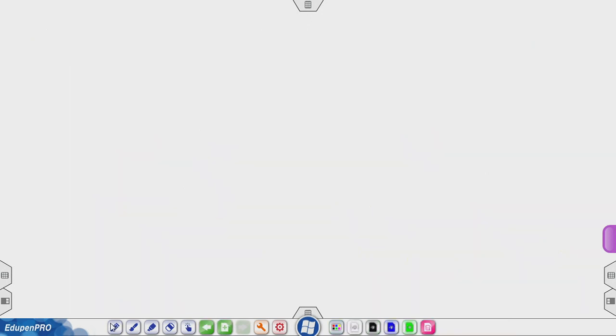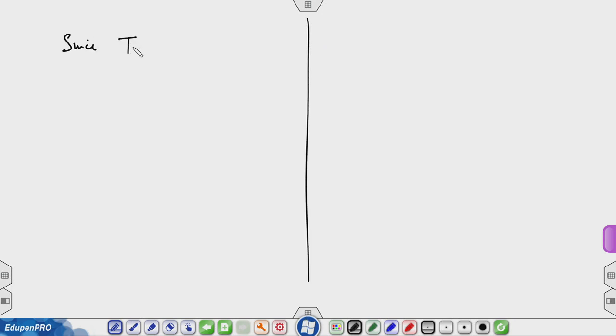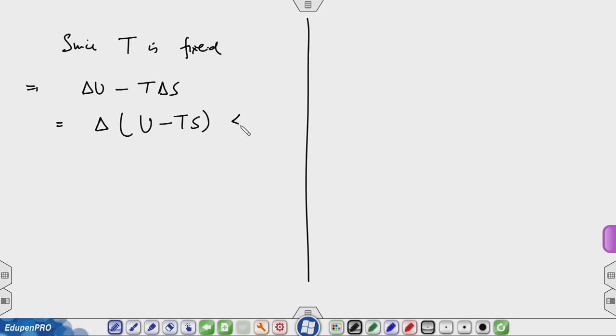So, now since T is fixed, this gives you delta U minus T delta S equals delta of U minus TS, which should be less than or equal to 0, and this implies delta F is less than or equal to 0.